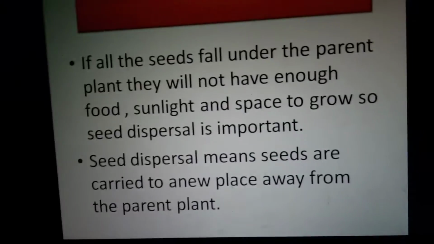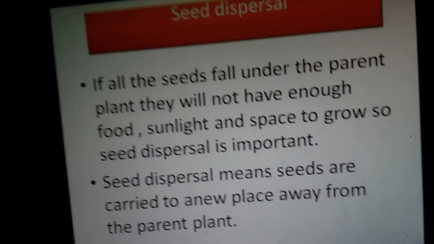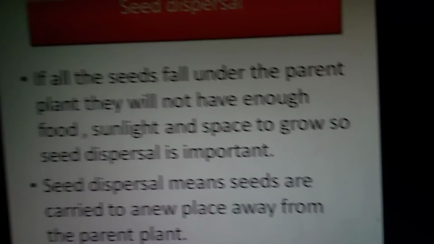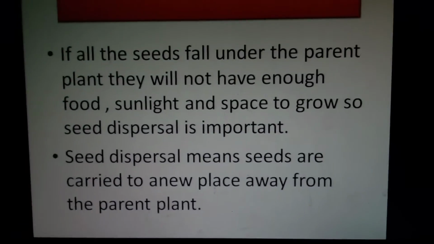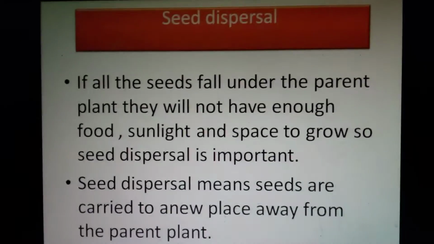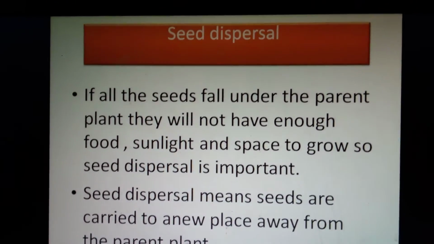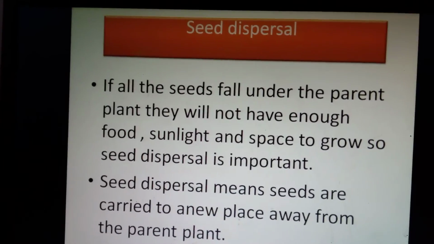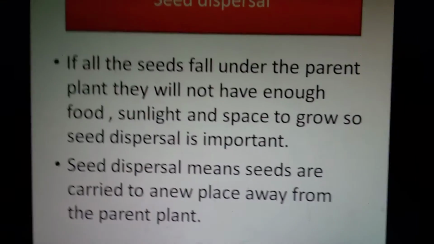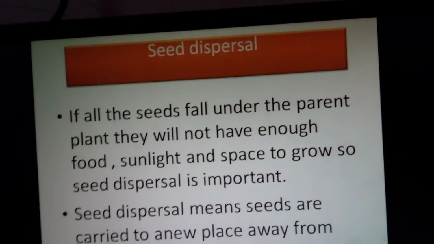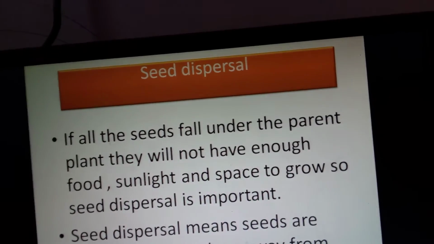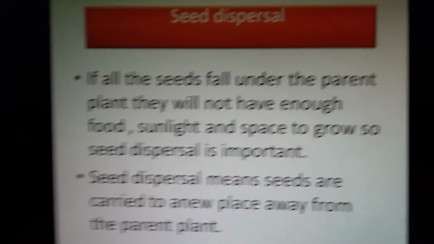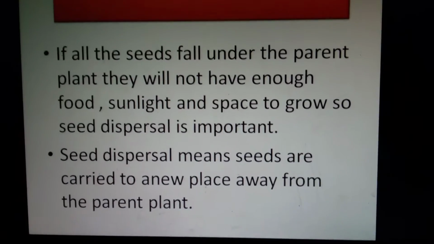Now disperse means, if anybody says you disperse, you go out from that place. Like you don't stay with that person, you go away from that person. Like we can say, if all the seeds fall under the parent plant, if there is a mango tree and the seeds of the mango fall down near the mother plant, there will be no sunlight for them, no food for them, no space for them. So seed dispersal is important.